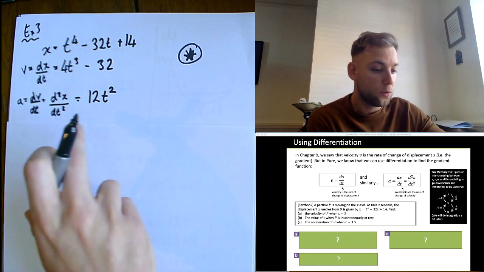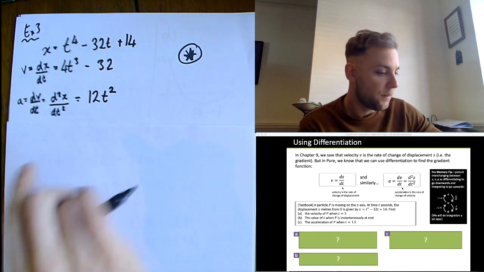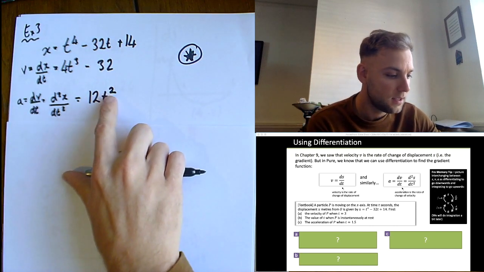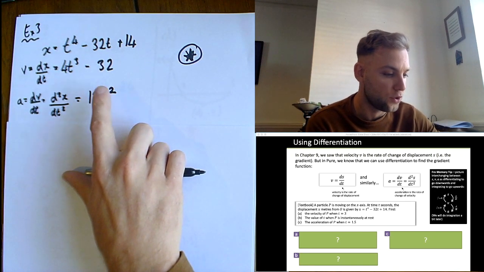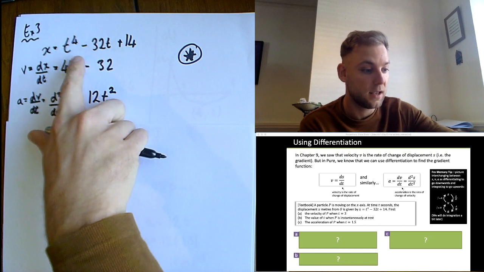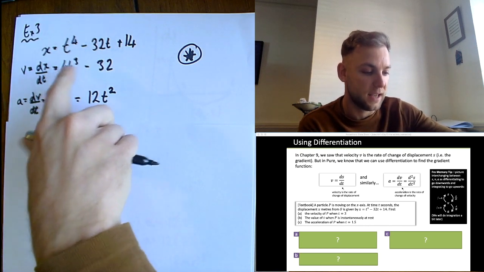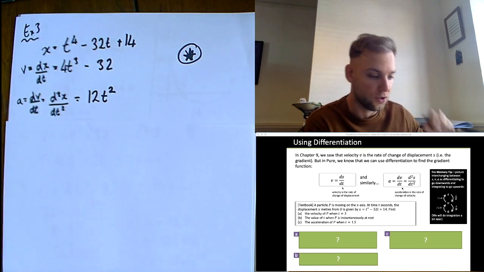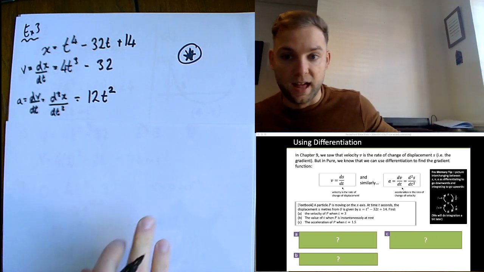Okay, on to question C. Now you might have noticed that when I was differentiating this, that I forgot to put the squared on there. Obviously this is 3 times by 4, which is t, and 3 take away 1, which is t squared. So I've just added that on there now.